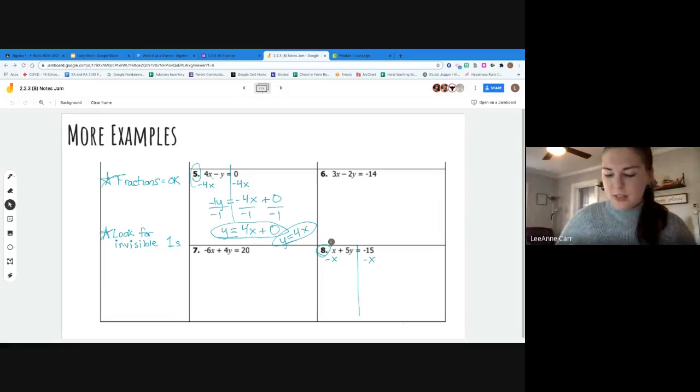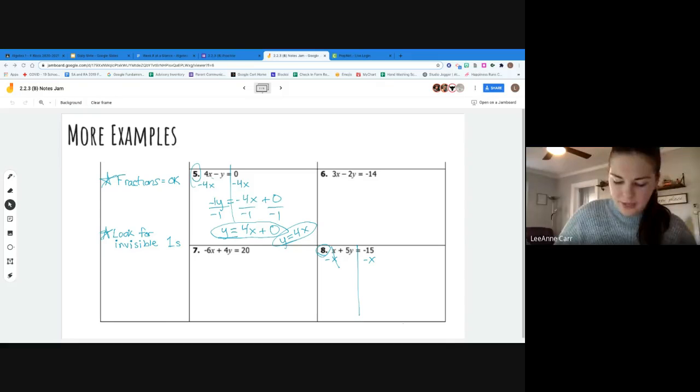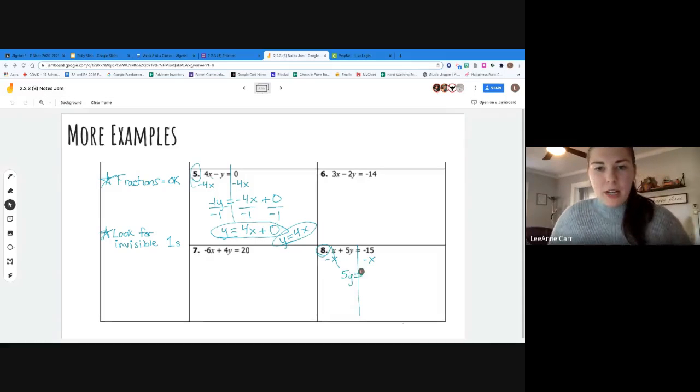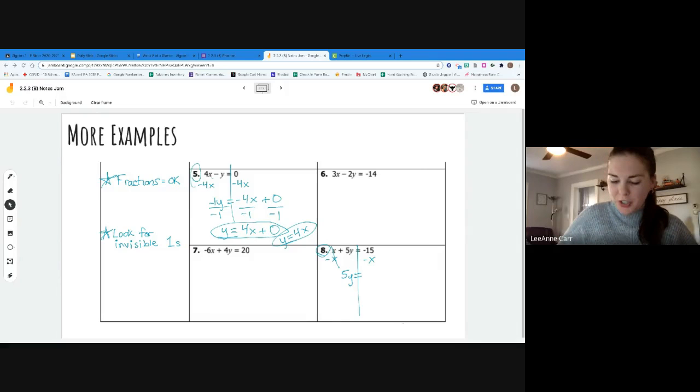Now we can cross this off. And then we'll have just 5y on this side. Now, what am I going to write first? Think back to those notes that we did before. Do I write the x or the 15 first? The x. Good. Awesome. Now, am I done yet?